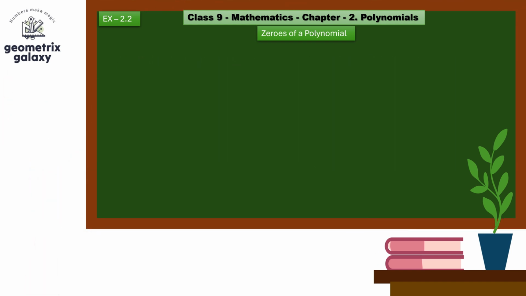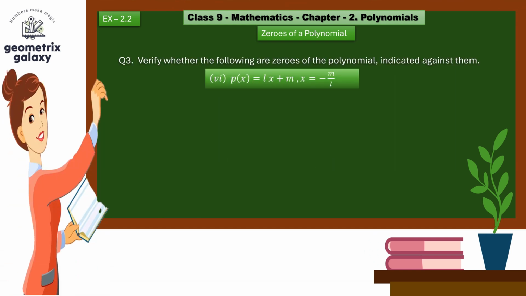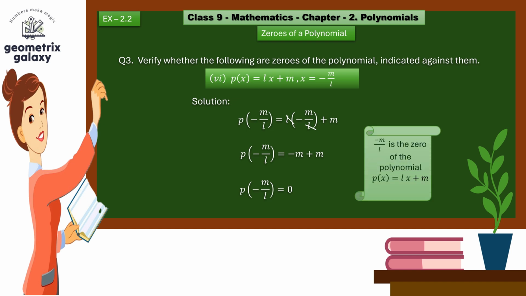Sixth subdivision is p of x is equal to lx plus m, where x takes the value minus m by l. Let us now check what is p of minus m by l. It is equal to l into minus m by l plus m. So l in the numerator and in the denominator will get cancelled. So we will be left out with minus m plus m. Minus m plus m is equal to 0. Therefore p of minus m by l is equal to 0. So minus m by l is the zero of the polynomial p of x is equal to lx plus m.